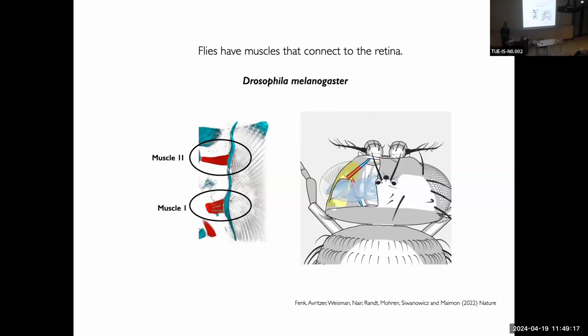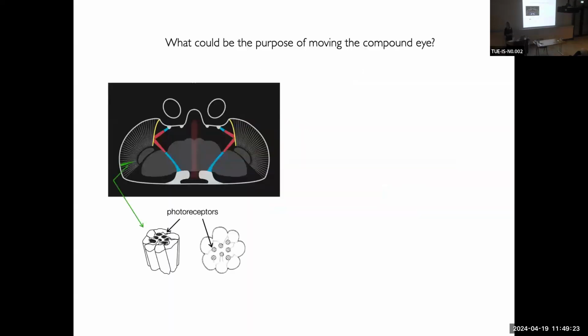And so we said, okay, this is interesting. Drosophila and other flies have muscles. What would they be good for? Many eye movements in the animal kingdom have the purpose of shifting a restricted field of view around, or a specialized area on the retina, like the fovea, for example. But flies, and in particular Drosophila, basically see the entire visual surround with a very homogeneous resolution. So the question is, why would you move the eyes, right?